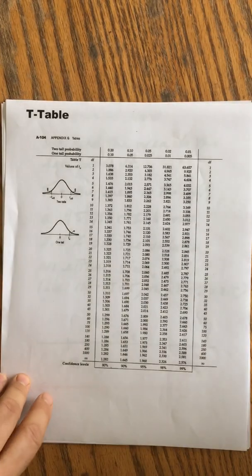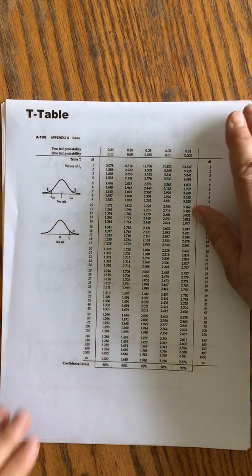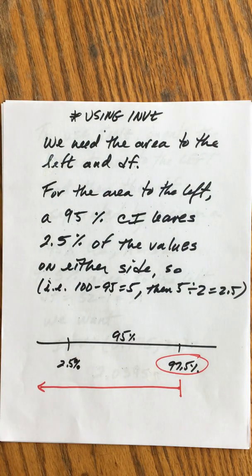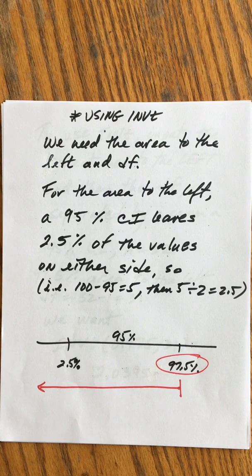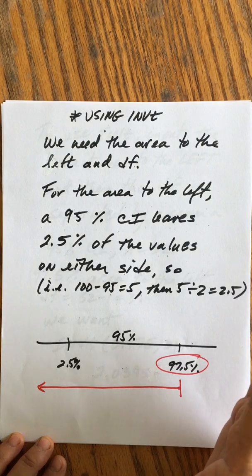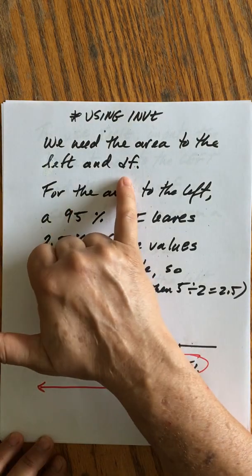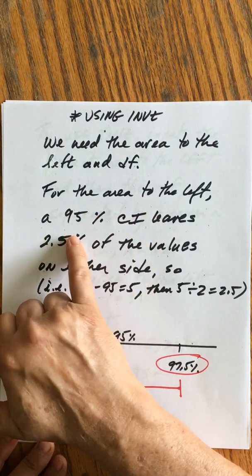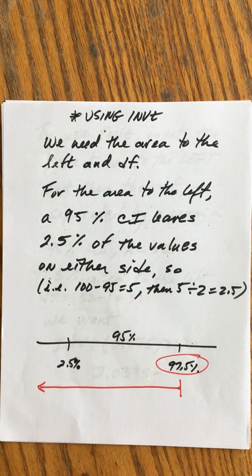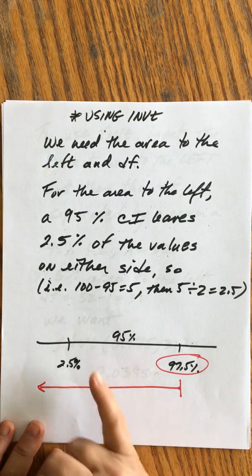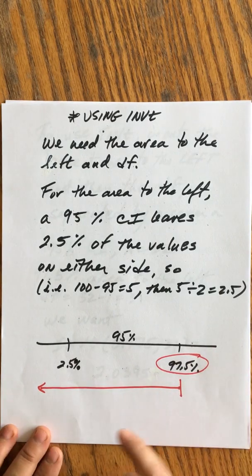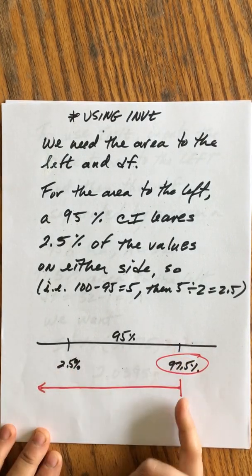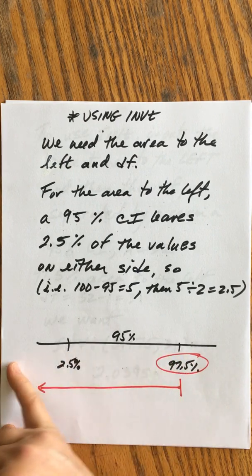But let's say instead you're going to do this more precisely, and now you're going to use the calculator. So you're going to use invT, and you need to find the area to the left of that particular confidence interval you're using, and you also need the degrees of freedom. If it's a 95% confidence interval, that leaves you 2.5% of the values on either side. So here's the 95%, and then you have 2.5% here and 2.5% here. So where you want to be is here. You actually want to have 97.5% to your left.